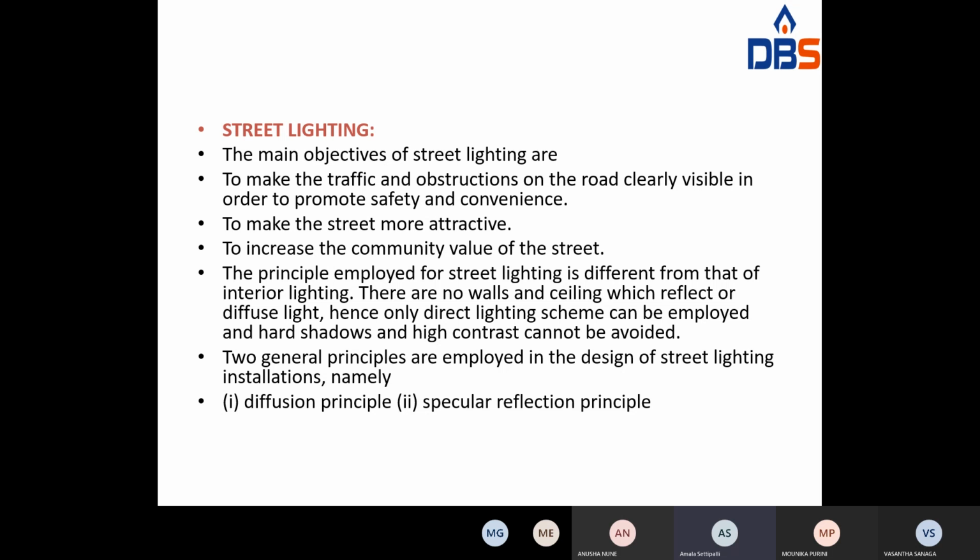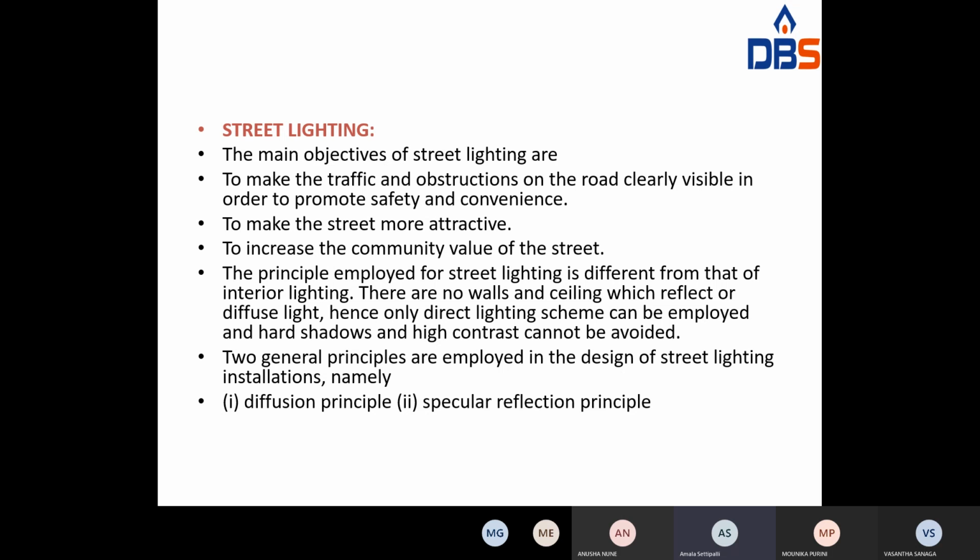The principle employed for street lighting is different from that of interior lighting. There are no walls and ceilings which reflect diffuse light, and hence only direct lighting schemes can be employed, and hard shadows cannot be avoided. In street lighting we use direct lighting, that means 90% of the light comes downwards and only 10% goes upwards. Because here there are no walls, ceiling, etc.